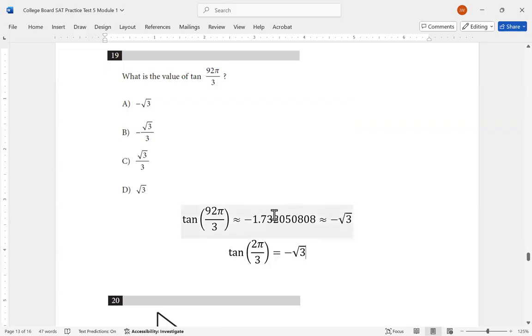Again, I like to use my calculator. Much, much quicker, much easier. And you don't have to memorize the entire unit circle.